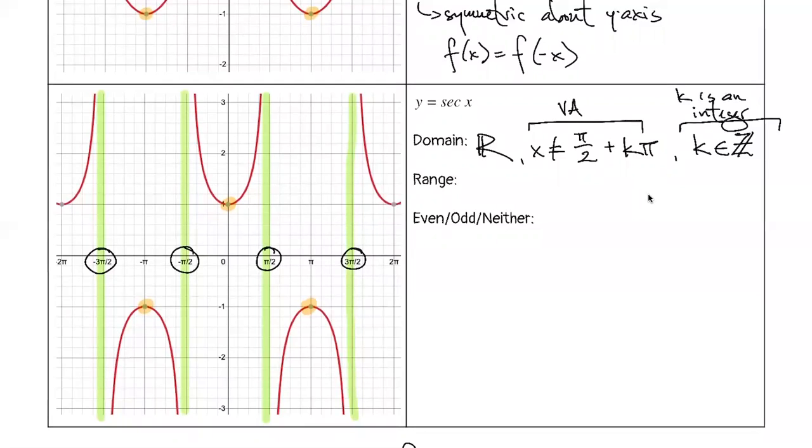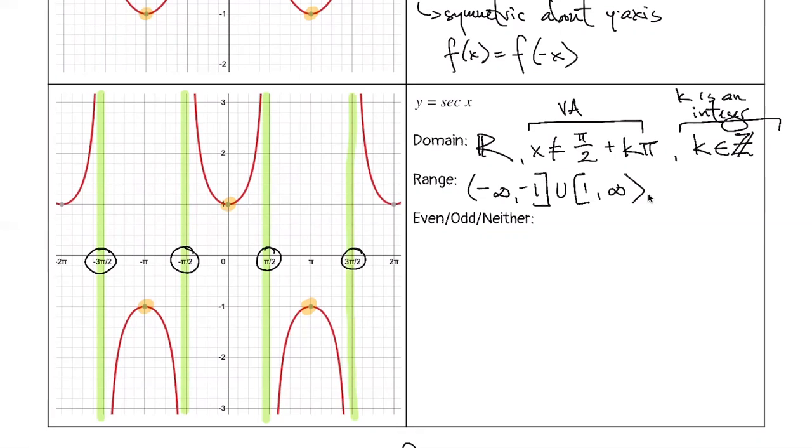Now for our range, well, it looks like we have all those bottom curves that go up to -1. So we could say from -infinity to -1, and we include that, and 1 to infinity. Okay, so we're missing all the y values between -1 and 1, but we have everything else, all those parabola looking things that we have, okay?